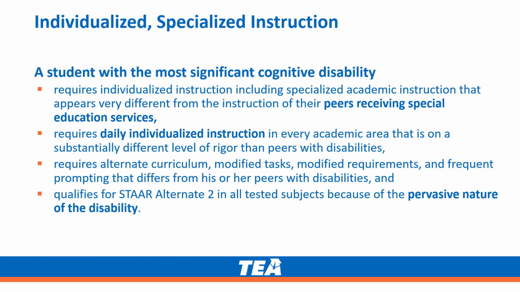Here's a little more guidance regarding individualized or specialized instruction. To make progress on IEP goals, a student with a significant cognitive disability requires individualized instruction that is very different from the instruction of their peers receiving special education services. Daily and individualized instruction substantially differs from the level of rigor from peers with disabilities. Daily instruction often requires an alternate curriculum, modified tasks, modified requirements, and frequent prompting that differs from his or her peers with disabilities. The specialized instruction exists in all subjects because of the pervasive nature of the disability. All academic subjects are affected by the student's instructional needs.